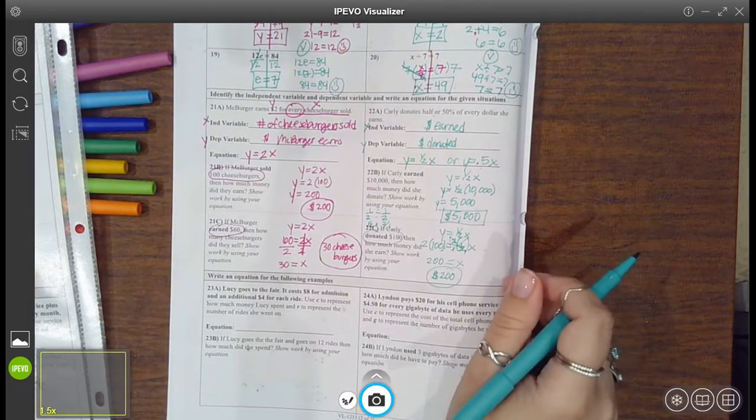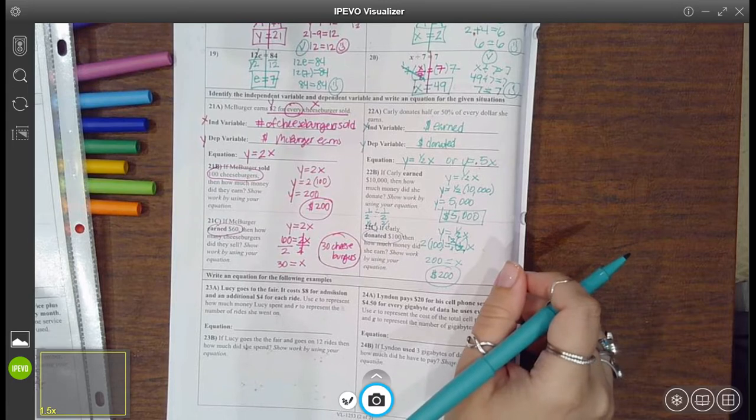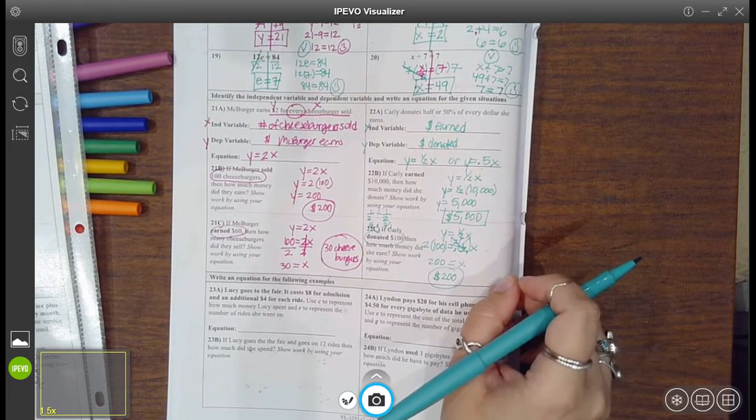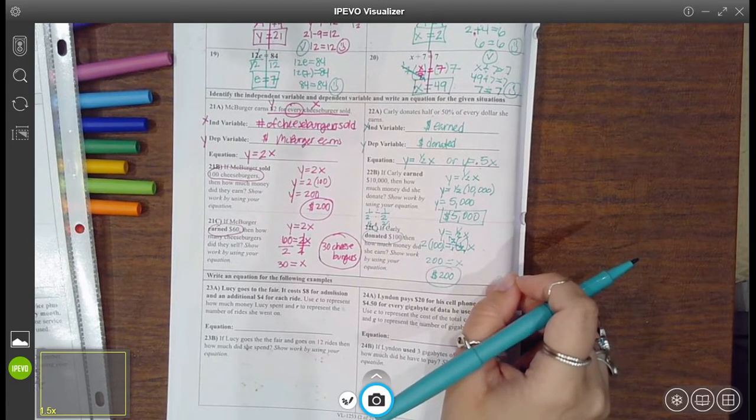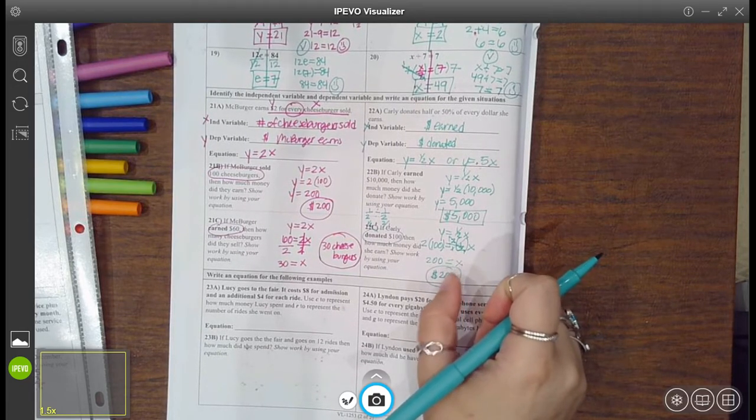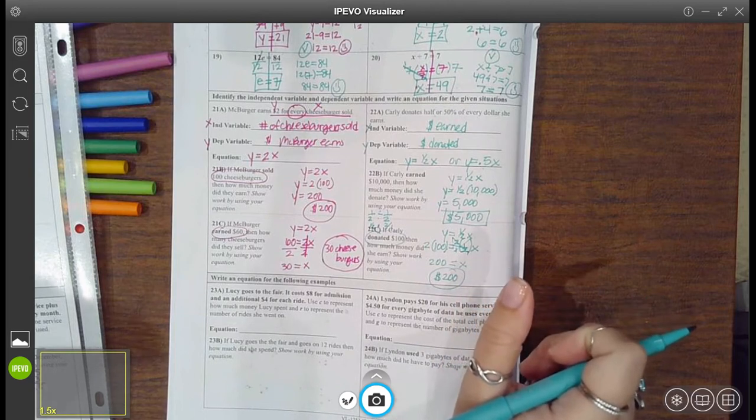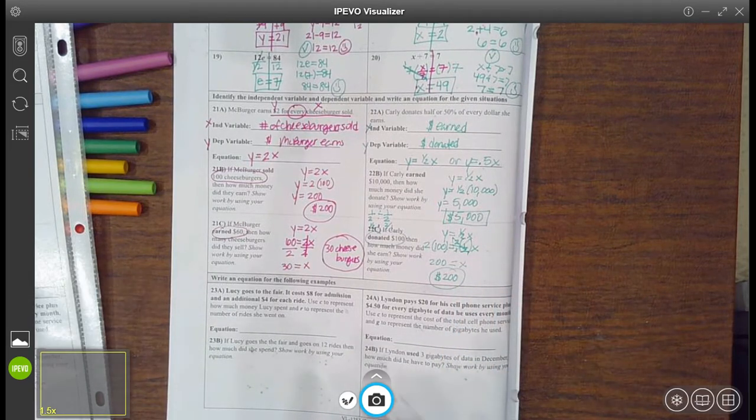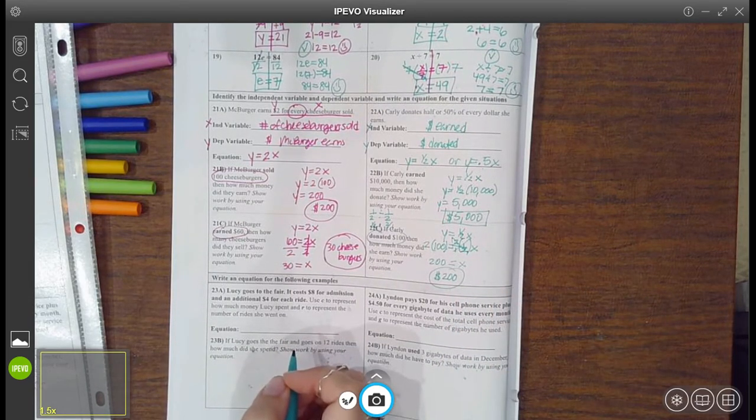And if it's something tricky like that, instead of just accepting it, think about it. Okay, so she always donates half of what she earns. So this should be double that amount. Okay, yeah, 200 is double that amount. It makes sense. Okay. All right, for this one, Lucy goes to the fair.